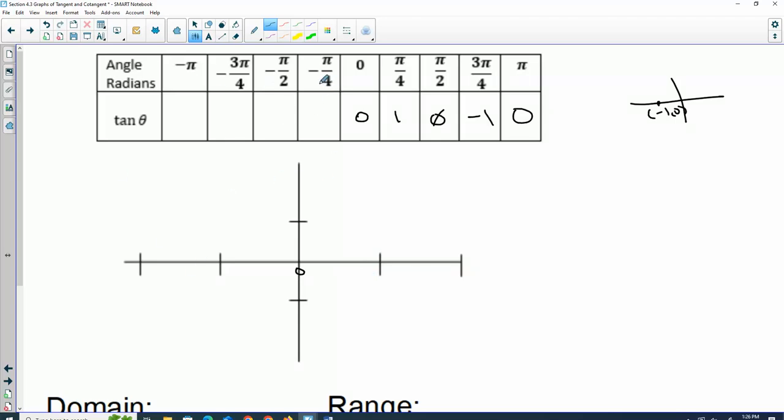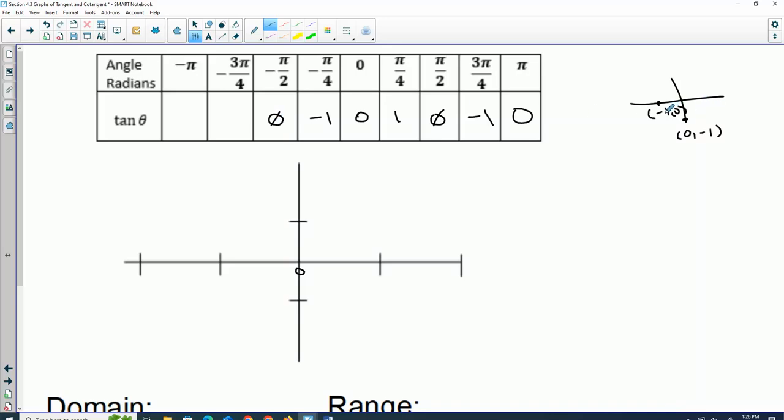If I did negative pi over 4, that's the same as positive pi over 4, but in the fourth quadrant. In the fourth quadrant, tangent would be negative. So it would be -1. Negative pi over 2 is like pi over 2, but down here. So it's the same thing as 3 pi over 2. So -1 over 0 is undefined.